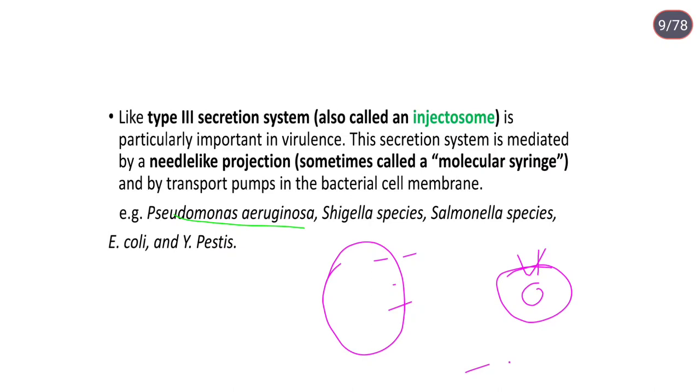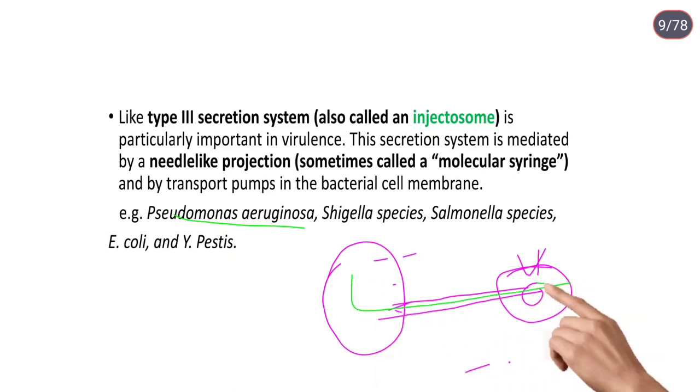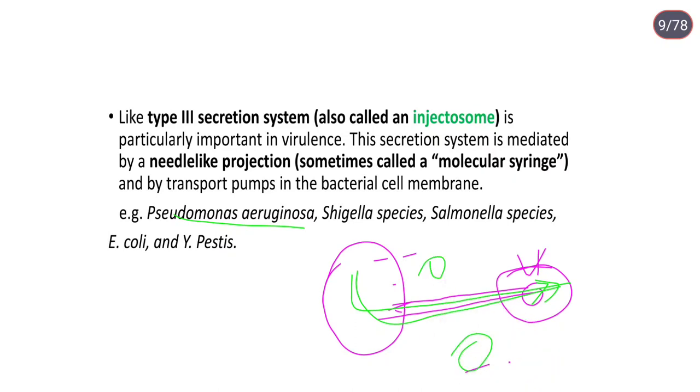By the injectosome mechanism, the bacteria produces a tube-like structure, termed molecular syringe or needle-like projection, and through this projection it releases its exotoxin directly into the host cells. So it is not secreted to the outside, and there is no antibody effect on this exotoxin, so it will produce its maximum effect. Pseudomonas aeruginosa, Shigella, Salmonella species, E. coli and Yersinia pestis release their exotoxin by this mechanism, the injectosome or type 3 secretion mechanism.